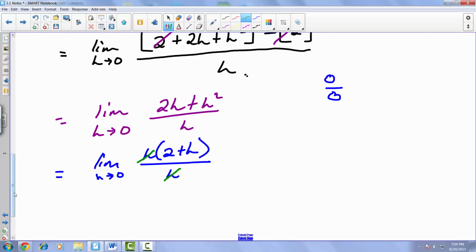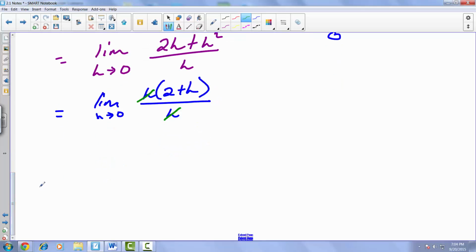And now we can go ahead and take our limit using that direct evaluation. So we end up with the limit as h goes towards 0 of 2 plus h. Going ahead and throwing this in, we see that that tangent slope comes out to be 2.